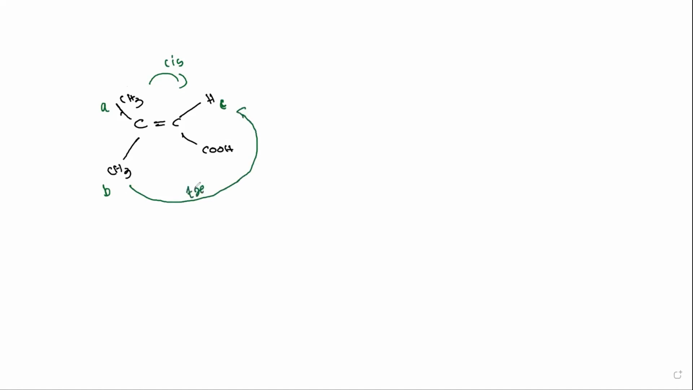Then another example is a molecule with a CHO group, CH3 and H. Here there are three types of protons. The first one is CH3A, which is trans to CHO. The second one is CH3B, which is cis to CHO. The third one is HC. This CH3 proton is cis to HC, and this methyl proton is trans to HC.